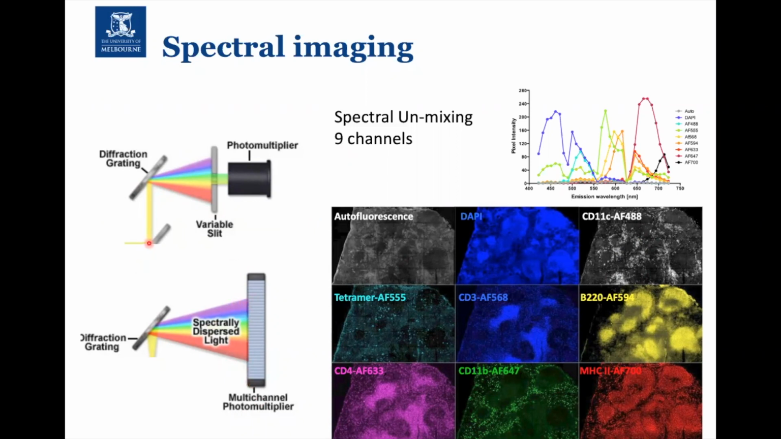There are other detectors which again have a diffraction grating or a prism-based approach for opening up the spectrum. And then there's a variable slit here, which they can vary and kind of scan across the wavelengths. Obviously, this takes a lot longer than the one-shot spectral array detector.